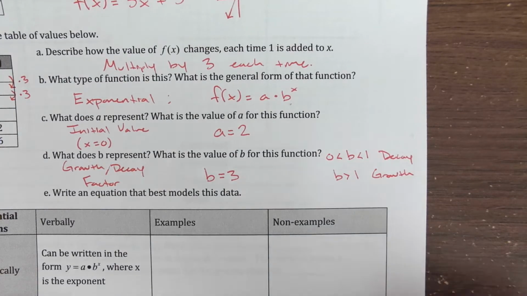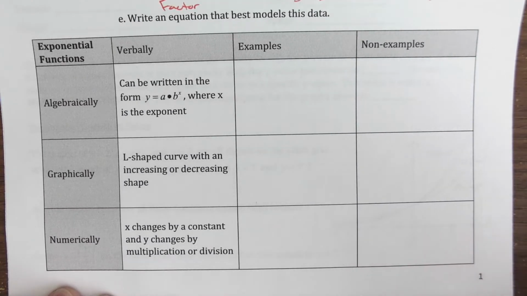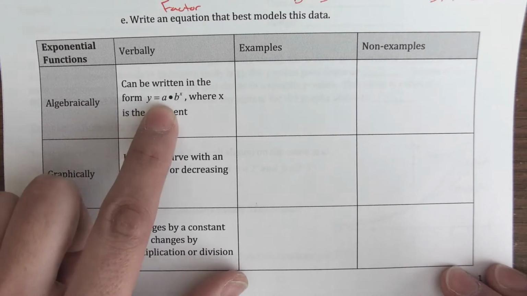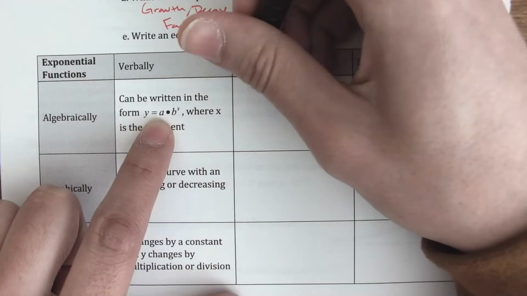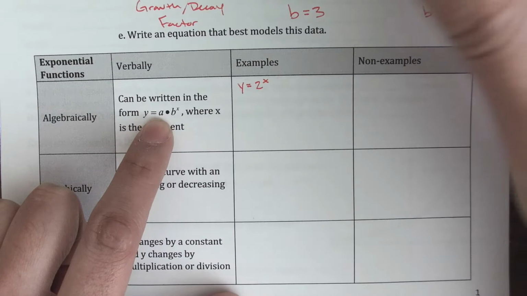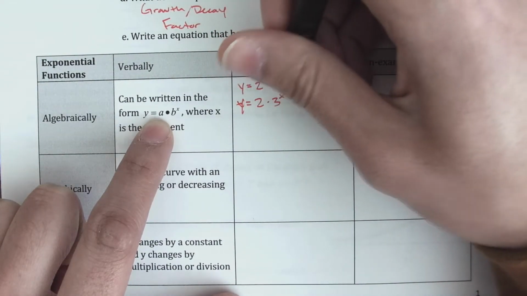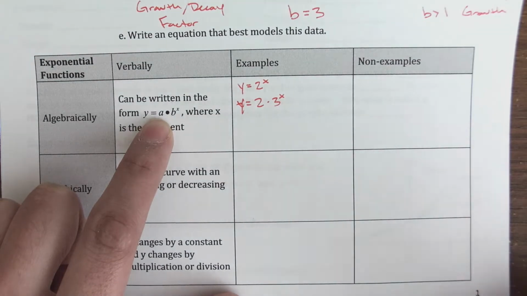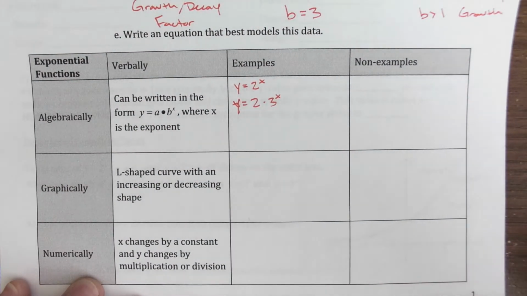Let's take a look at examples of exponential functions algebraically, graphically, and numerically. So here we can see that the equation y equals a times b to the x, an example of an exponential function would be like y equals 2 to the x. You could say y equals 2 times 3 to the x, where the initial value is 2, but the growth factor is 3, or the b value is 3.